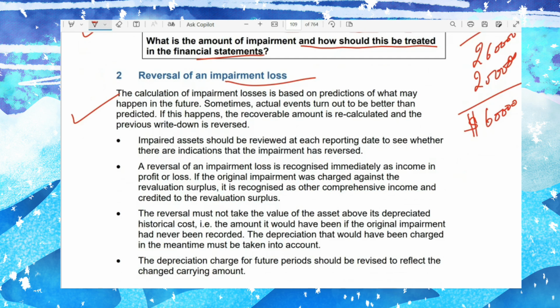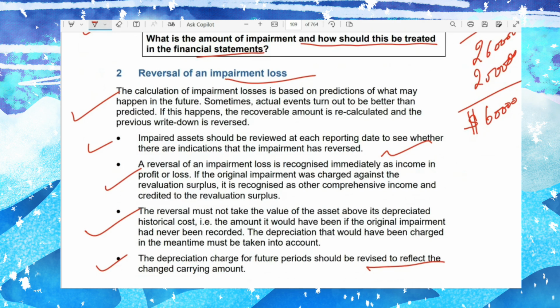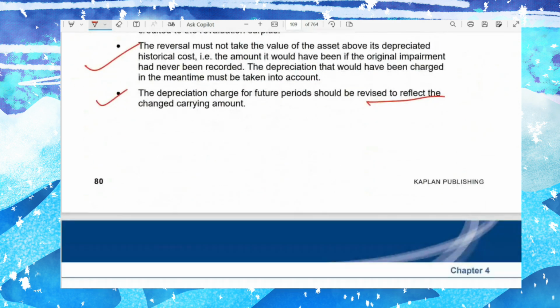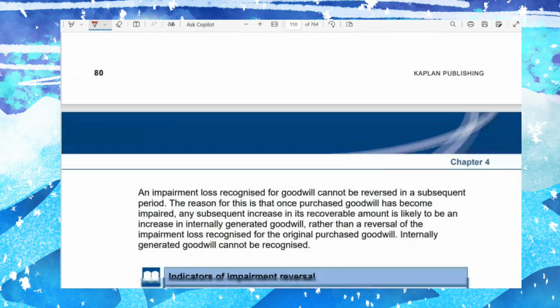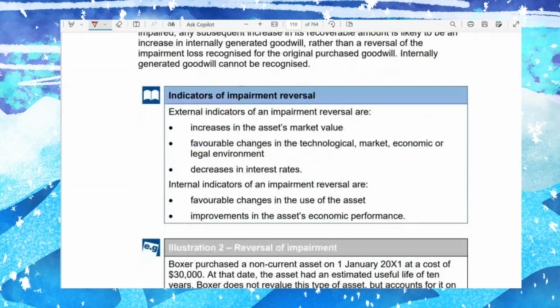These are the indicators for impairment reversal. External indicators of impairment reversal are an increase in the asset's market value, favorable change in the technological, market, economic, or legal environment, and a decrease in interest rate. Internal indicators of impairment reversal are favorable change in the use of the asset and improvement in the asset's economic performance. If the asset is performing well, they can reverse the impairment amount.